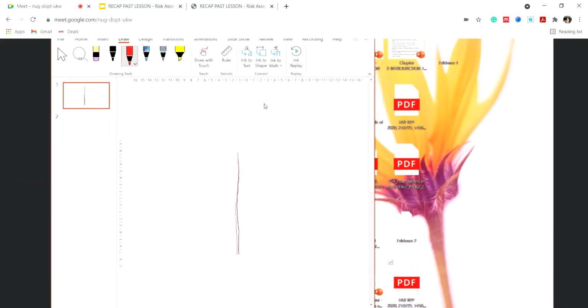So what we have today is business risk. We have a company here. This is a company, and a company will face a variety of risks. But we just focus on the business risk here.